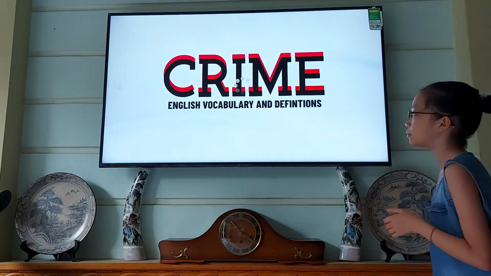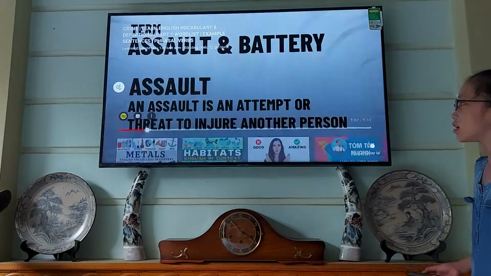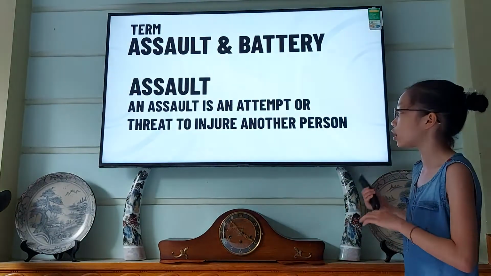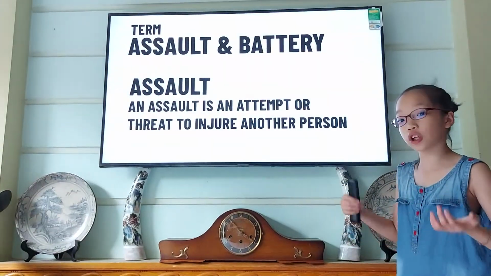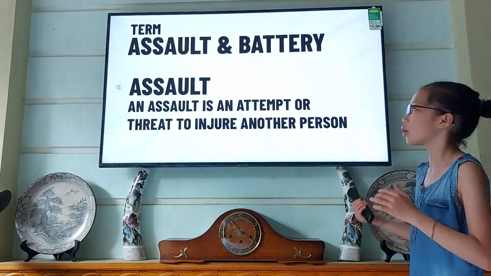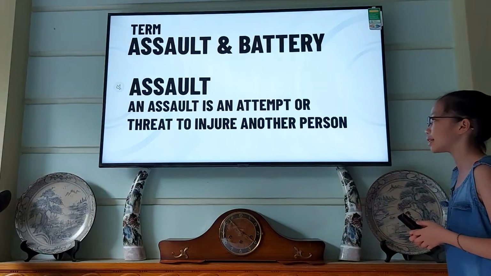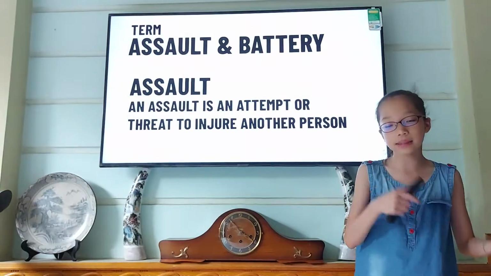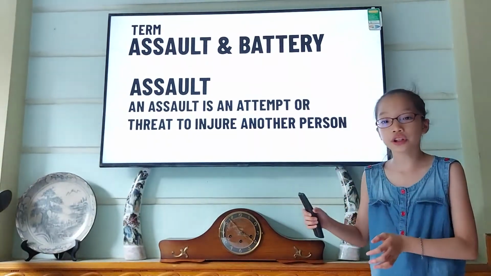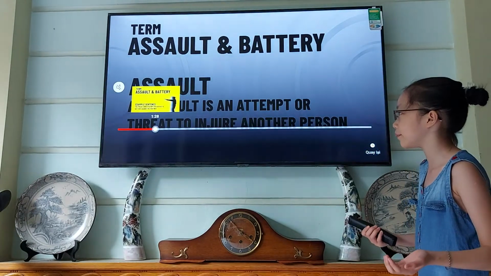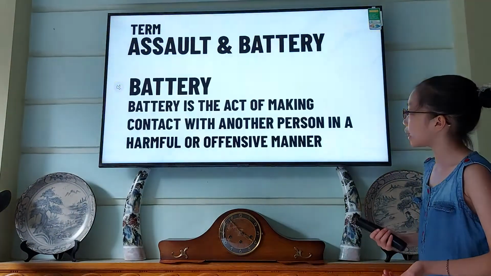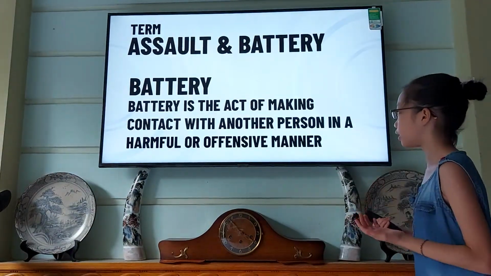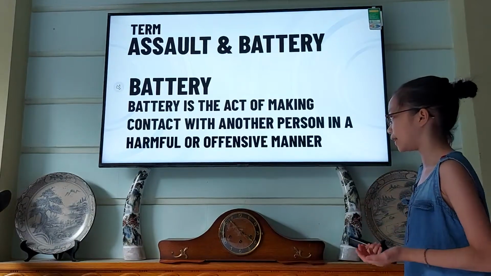Here is the first term, assault and battery. We'll take a look at each word because this is the term many people say, assault and battery. Take a look at the word assault first. An assault is an attempt or threat to injure another person. You can just see that this person is trying to injure the other person. That's it, really easy. And for battery, I think you already know the word battery. Battery is the act of making contact with another person in a harmful or offensive manner.